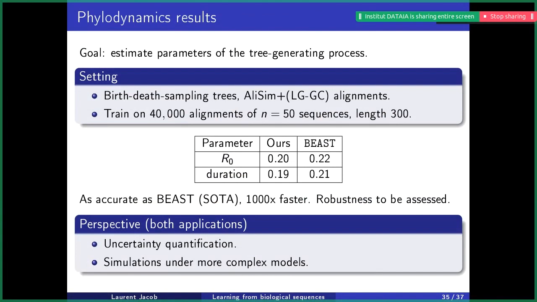but also because here I'm comparing in terms of accuracy. This is not just doing the prediction; it's giving a posterior distribution. So it's not directly comparable, and one of our goals is to see how we perform in terms of reconstructing this full posterior, not just the prediction. So that would be uncertainty quantification, and then simulating under more complex models, because this one is basic. And I think that's it.